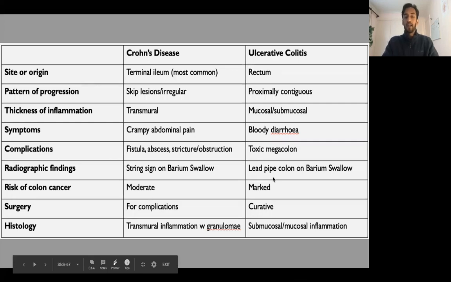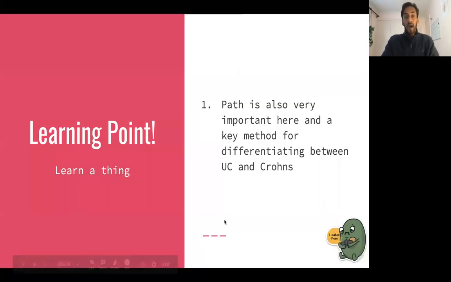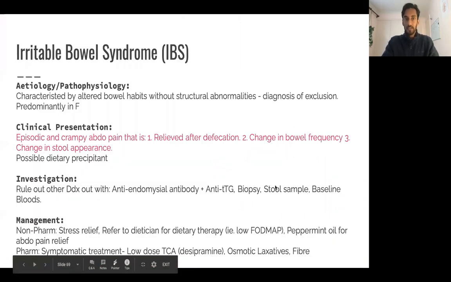Here's a table that separates the classic presentations on colonoscopy for Crohn's and ulcerative colitis. I'd recommend memorizing most of these because they are pretty important differentiators, and they really help out a lot when you've narrowed it down to IBD and don't know whether it's UC or Crohn's. Biopsy is once again very important. As the last slide has shown you, that's the best way for differentiating between the two conditions.